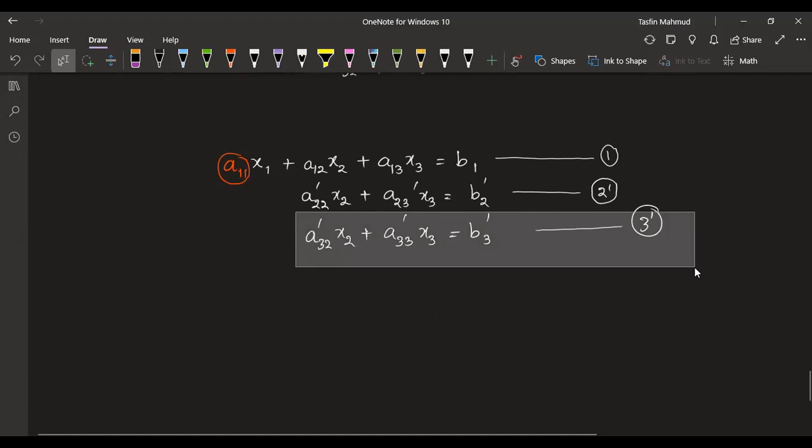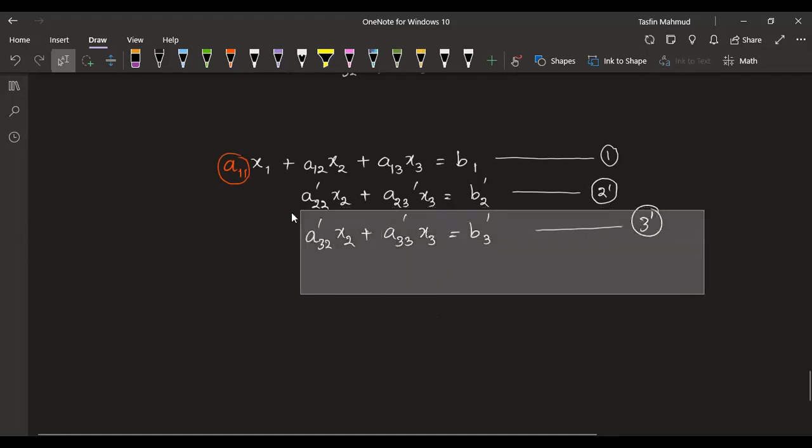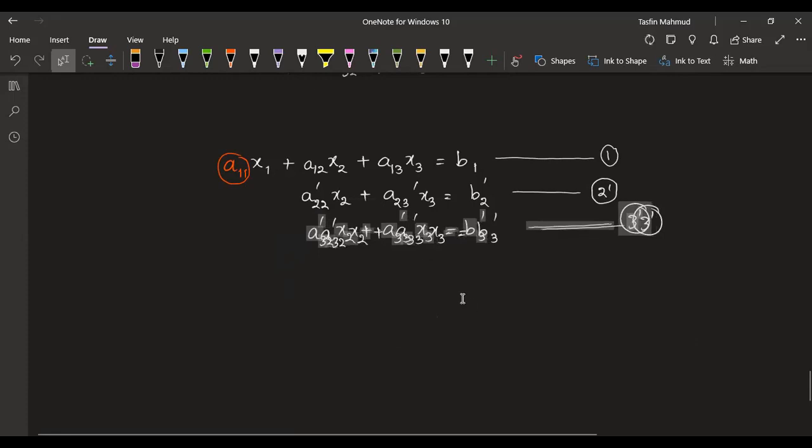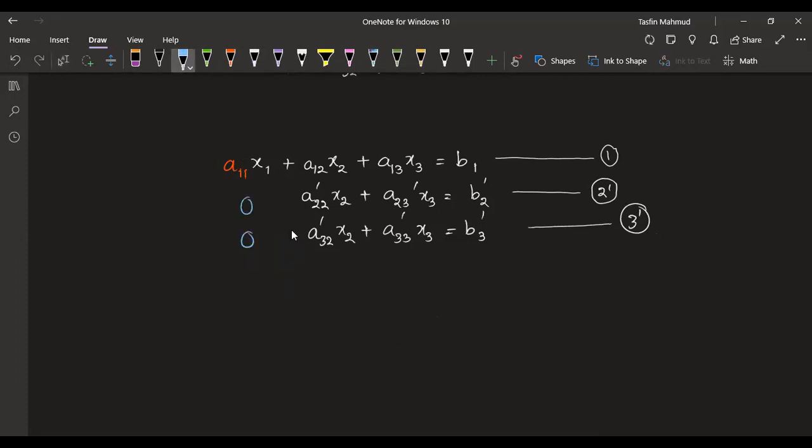Okay, let me make it small. So now I guess you can see we have eliminated the term that we wanted to, right? We have two big zeros now below this A11 term. This pivot element, below this pivot element, we have two zeros here. We have eliminated these two terms.